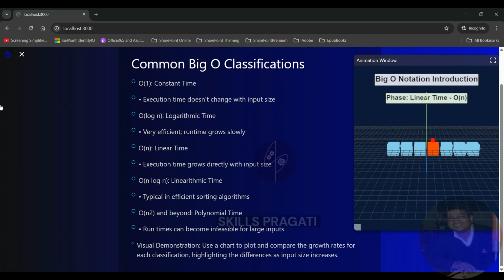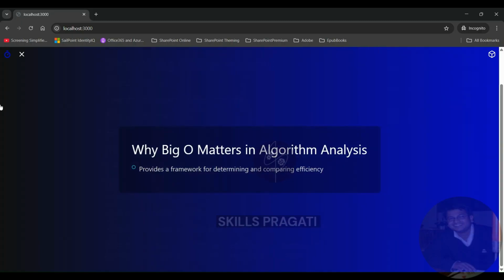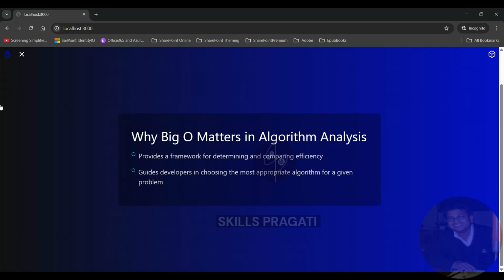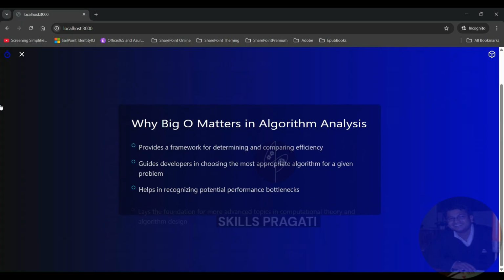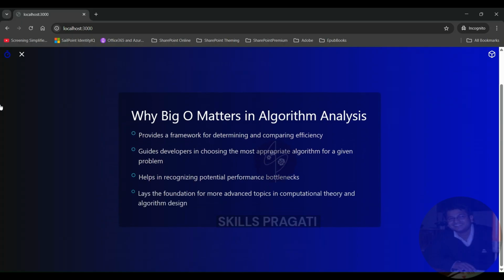Understanding Big O is more than just a theoretical exercise, it's a practical framework for determining and comparing algorithm efficiency. With Big O Notation, developers can choose the most appropriate algorithm for a specific problem, foresee potential performance bottlenecks, and build a strong foundation for tackling more advanced topics in computational theory and algorithm design.